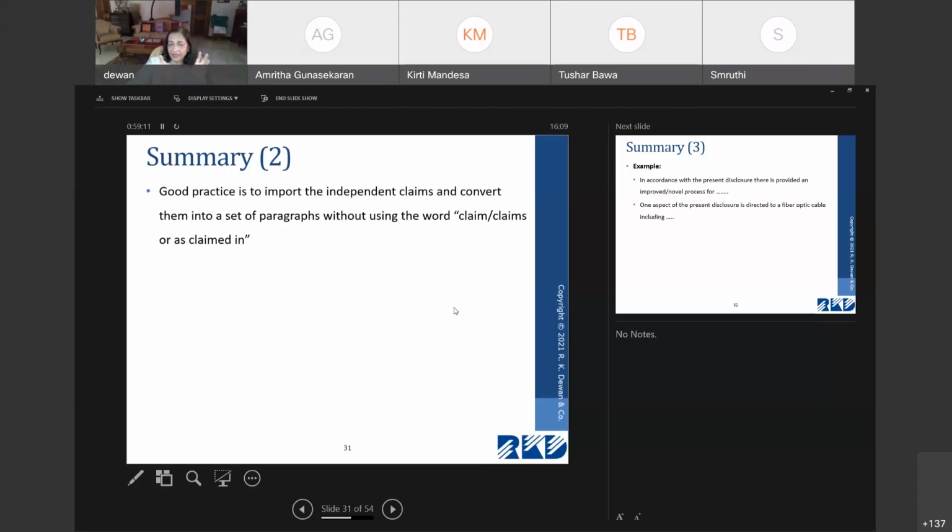Why this is a good practice is because the requirement of the patent law, not just in India but in most other countries also, is that whatever you have disclosed in the claims should be there in the specification also. So if you adopt this practice, take the claims, bring them into the summary, and then convert that into a set of paragraphs, you are also ensuring that all the subject matter that has been claimed is also coming into your description. So the support which is required is also there.